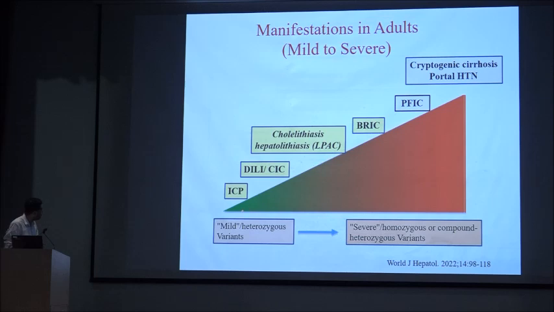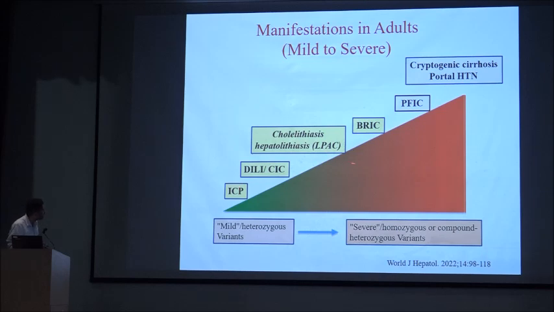These patients are usually those who have mild or heterozygous variants. So the protein is not very deficient. These patients would usually be normal and only develop episodic or acute cholestasis when there is exposure to some drugs or exposure to elevated levels of progesterone or estradiol in pregnancy.